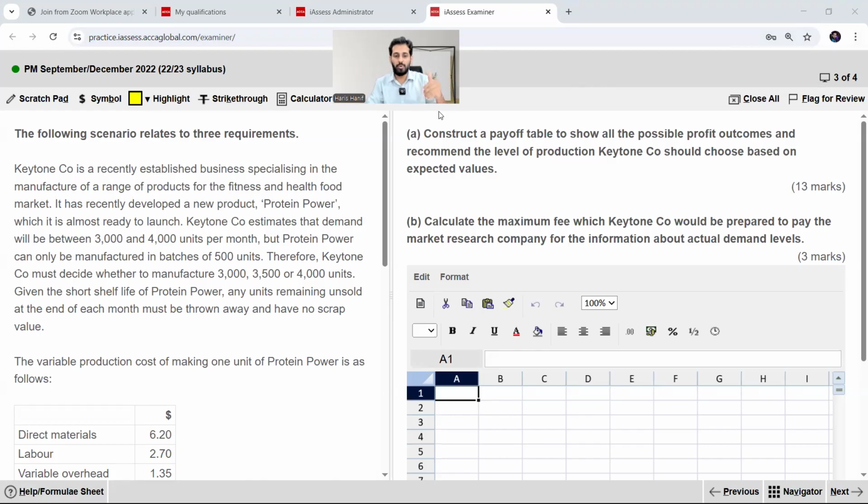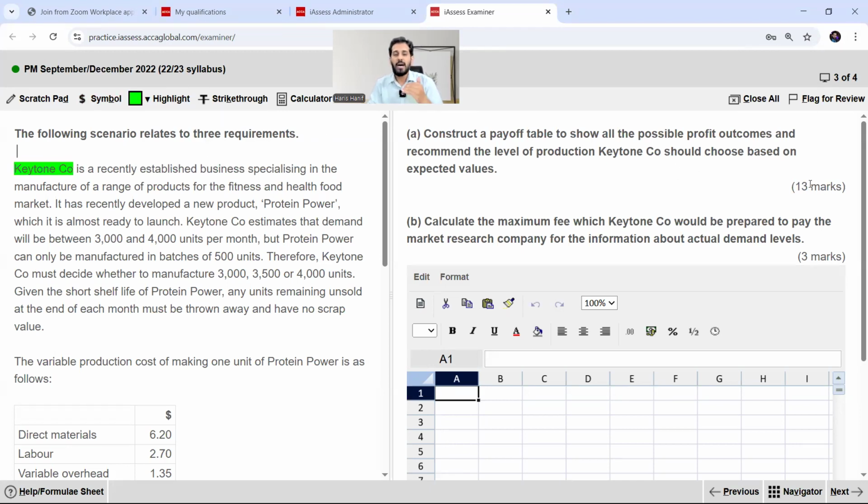Now we are going to solve the exam question which I have extracted from September December 2022. You can see that I have opened the real past paper, and it is the ACCA practice platform. September December 2022 is the past paper. The name of the question is KeyTone. You can also find it in your exam kits as well.